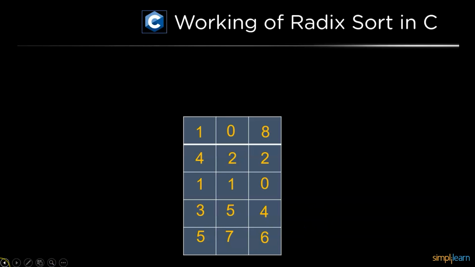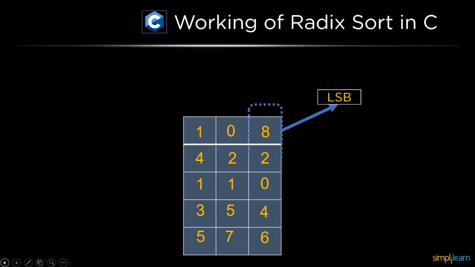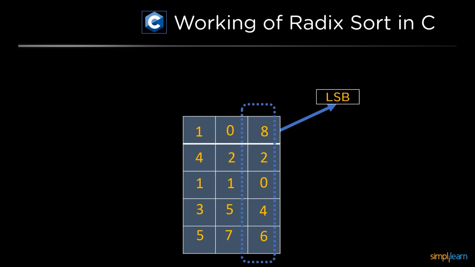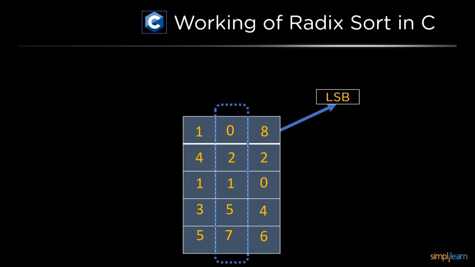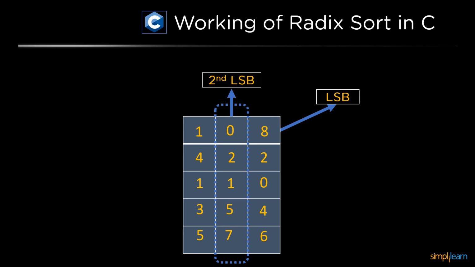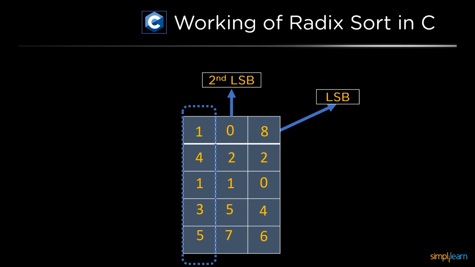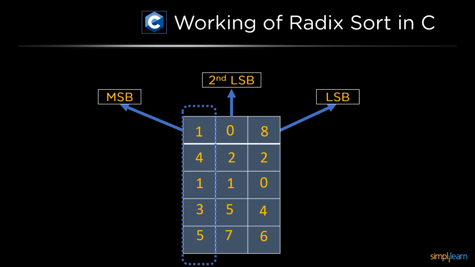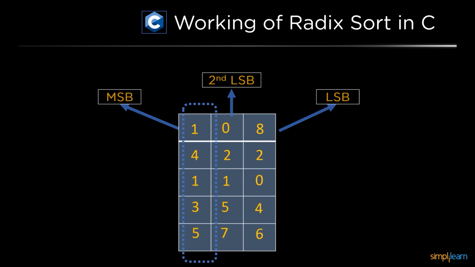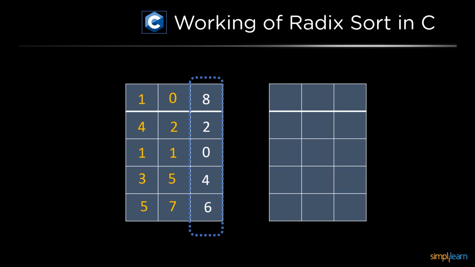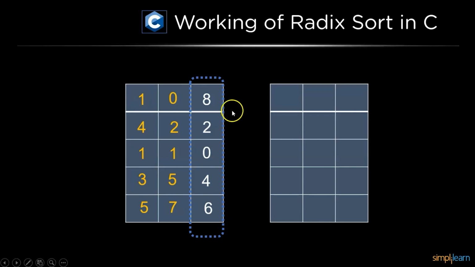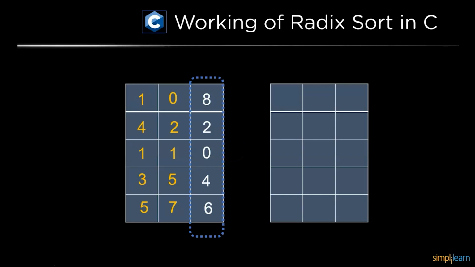So as I discussed before, in the first pass, sort the elements starting with the least significant bit, followed by the second least significant bit, and later the most significant bit elements. So here, the least significant digits are 8, 2, 0, 4, and 6. So considering digits 0 to 9, we use counting sort to sort the elements and place them in the right order and at the proper position.